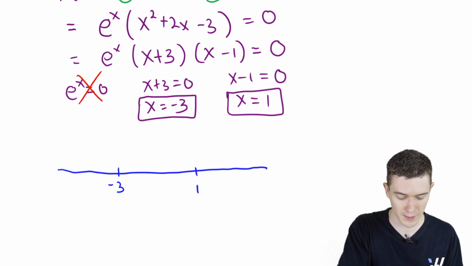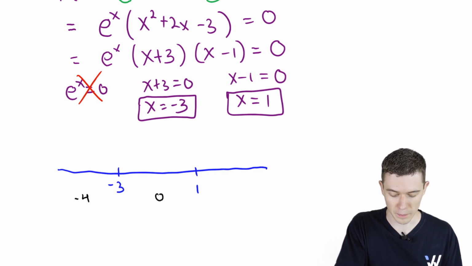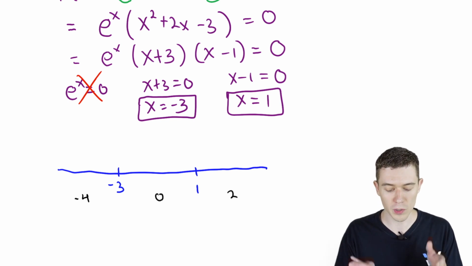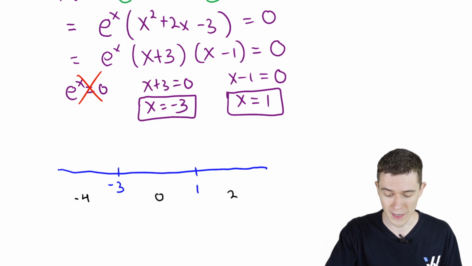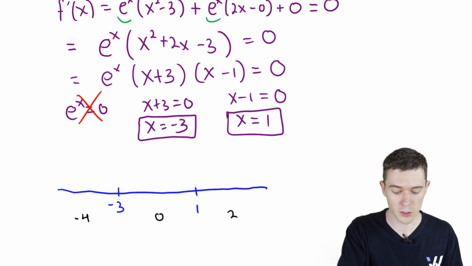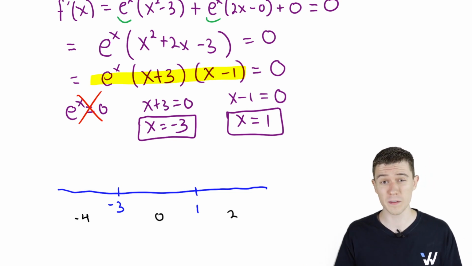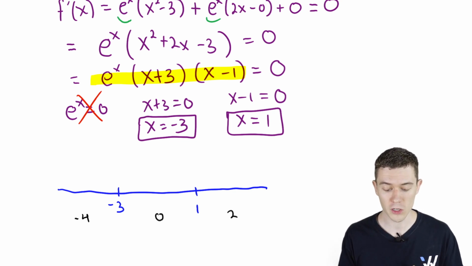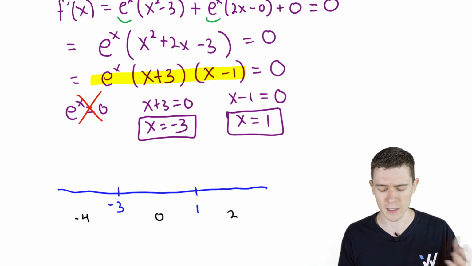I think something less than negative 3 would be negative 4. Something in between negative 3 and 1, 0 is always good. And something bigger than 1, I think I'll pick 2. So we'll substitute those 3 values into our first derivative. Now, I think it'll actually be easiest for us to substitute them into this factored form. You see, e to the x is always positive. Doesn't matter what we plug in. So that's not really going to affect our calculation. All we care about is positive or negative, and since e to the x is always positive, we won't worry about it.